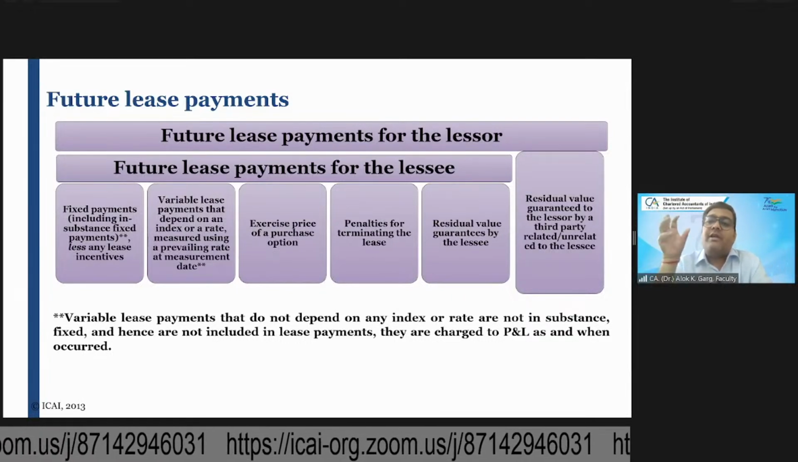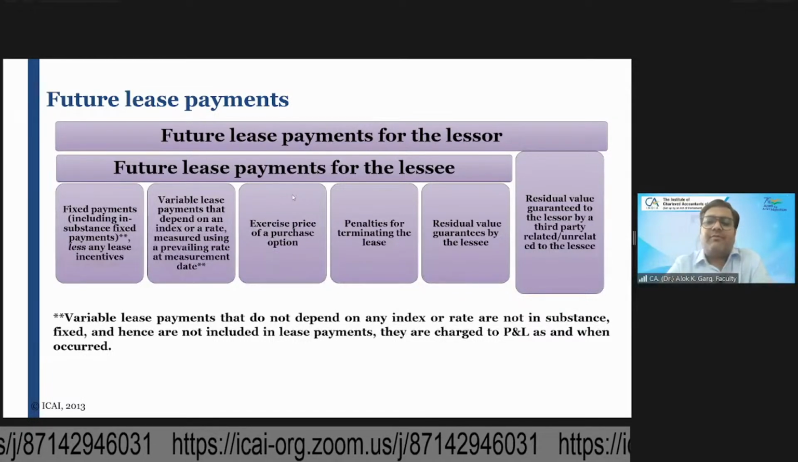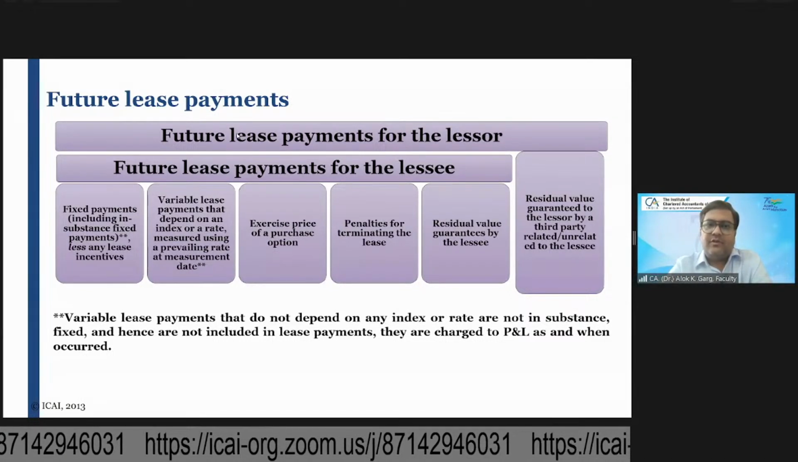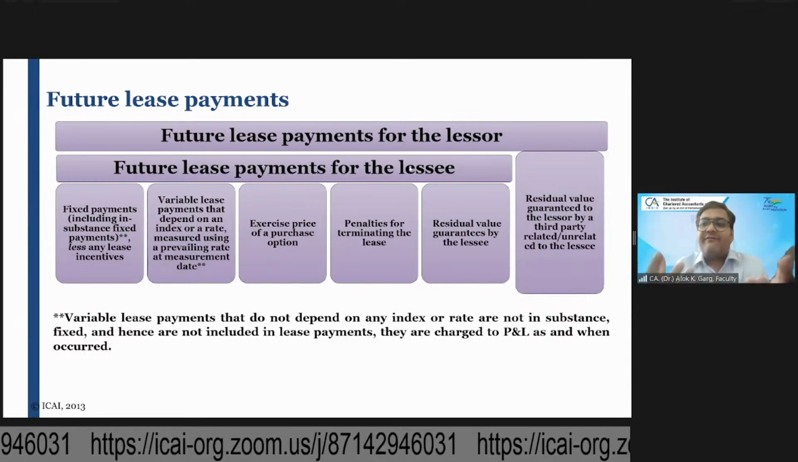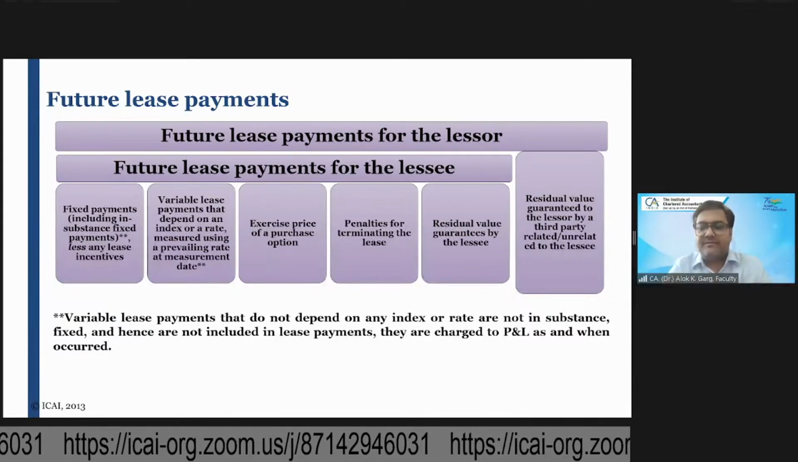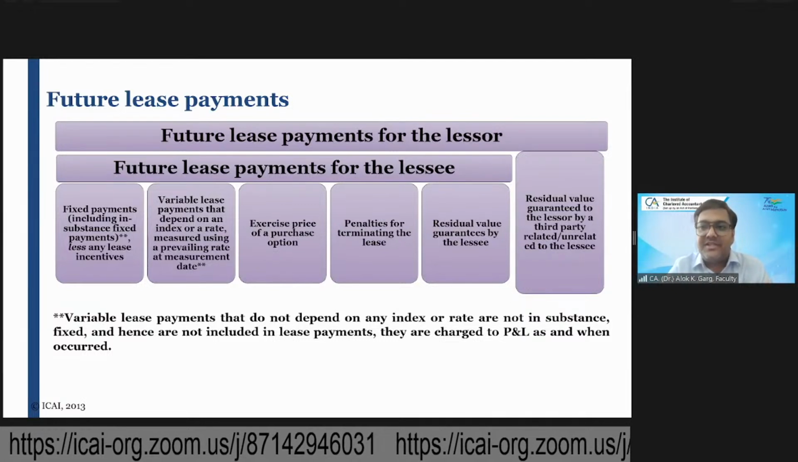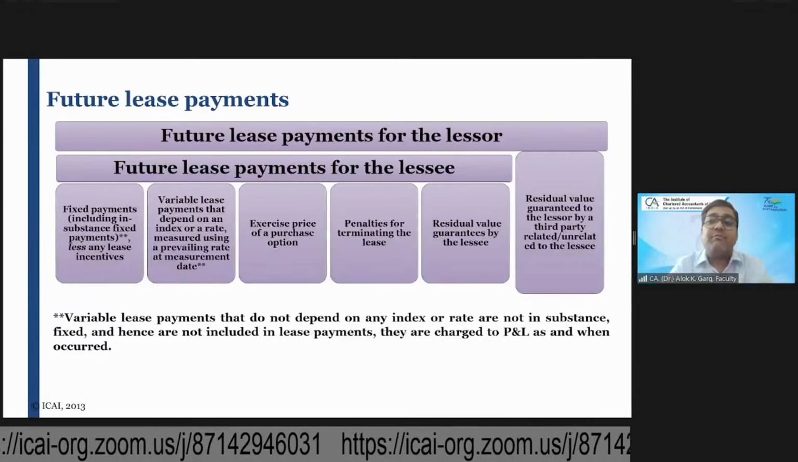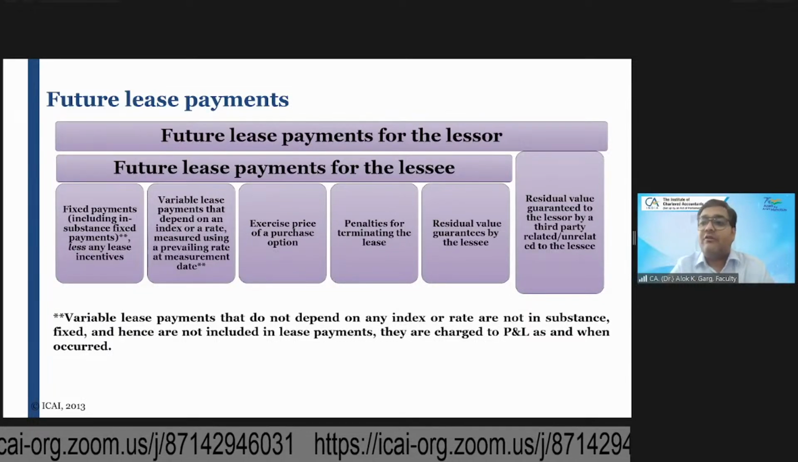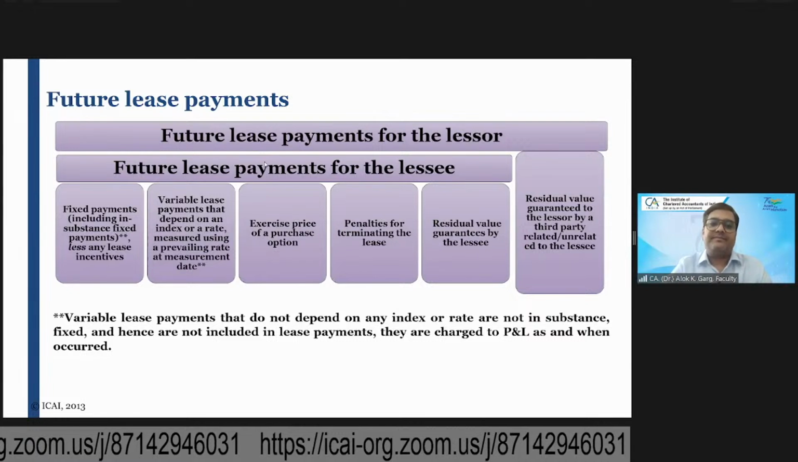Now from the accounting perspective, from the standard perspective, from the examination perspective, what is considered as a lease payment? Sir, if I have to create a right of use asset, what lease payment should I consider for the purpose of discounting, for the purpose of multiplying with the present value factor, right? What is the lease payment that I need to consider?